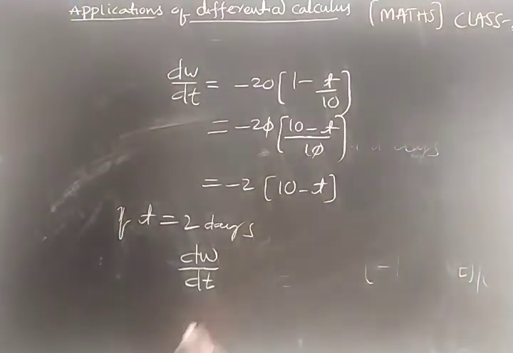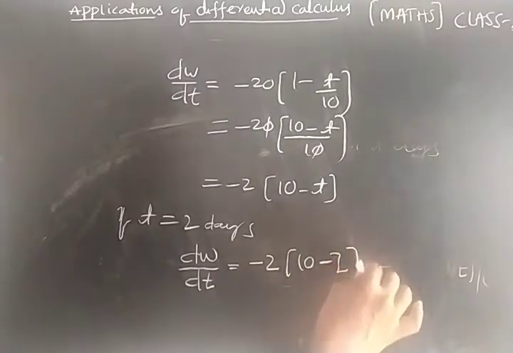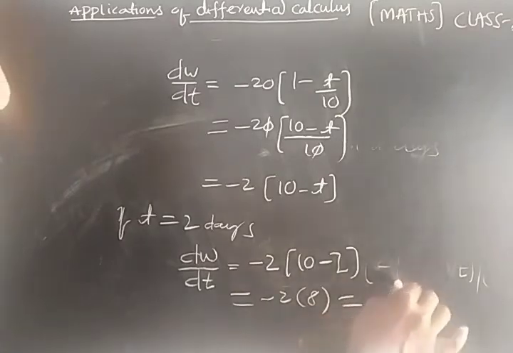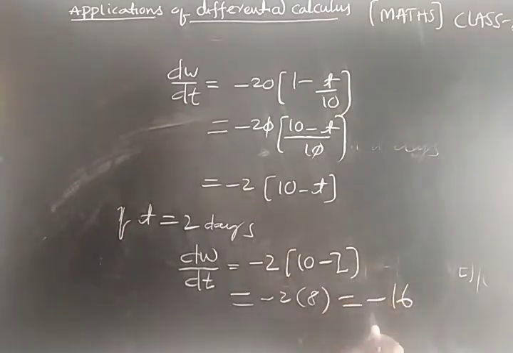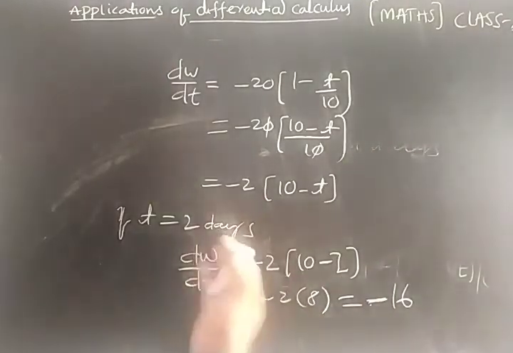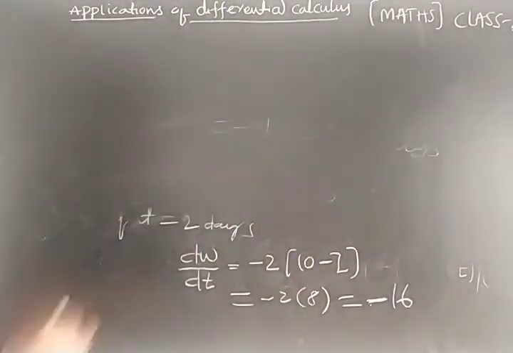Remembering the words, how many words can he remember? dW by dt is minus 2 into (10 - 2). So this is minus 2 into 8, minus 16. Minus 16 means the minus indicates the number of words he is forgetting. Plus 16 means the number of words he can remember. So how many words can he forget after 2 days? 16 words.